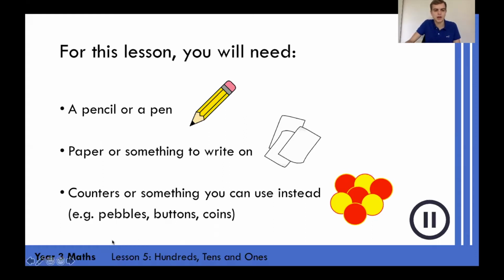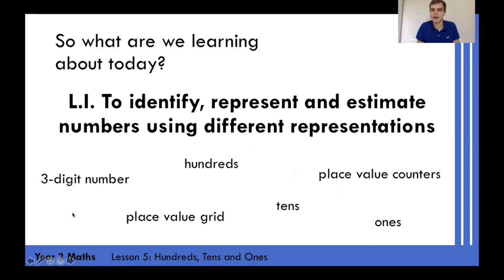Fantastic. So today, what are we learning about today? Today we are learning to identify, represent and estimate numbers using different representations. Now, what does that mean? So far when we've looked at hundreds, tens and ones, we've been using Dienes, haven't we? Hundreds, tens and ones. But today we're going to look at a different way that we can represent 3-digit numbers.